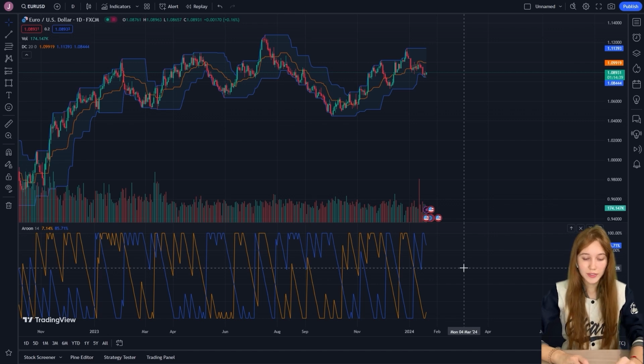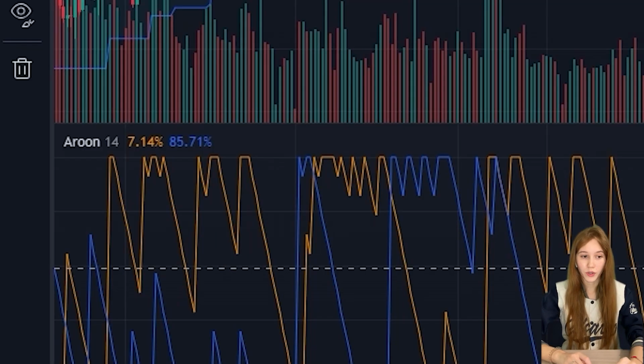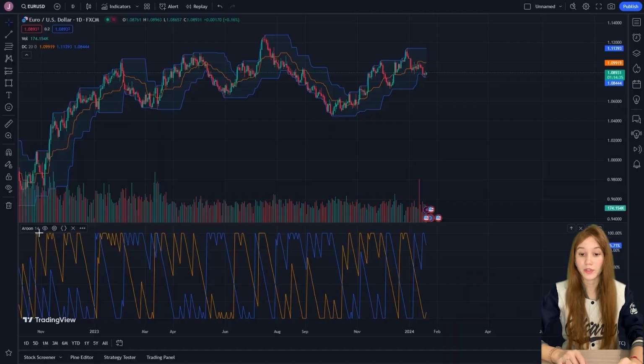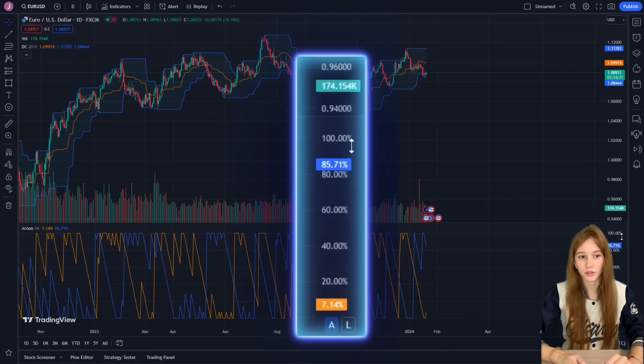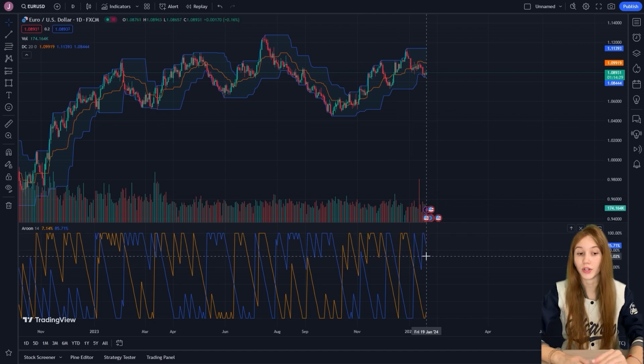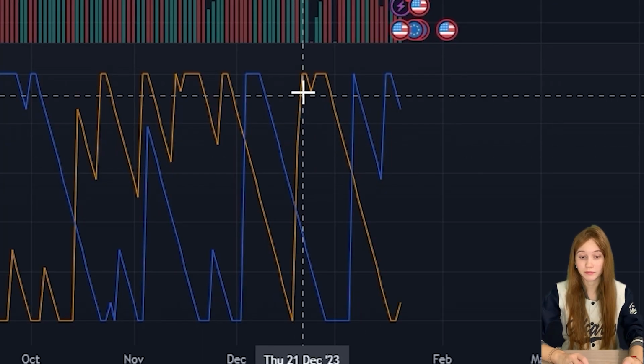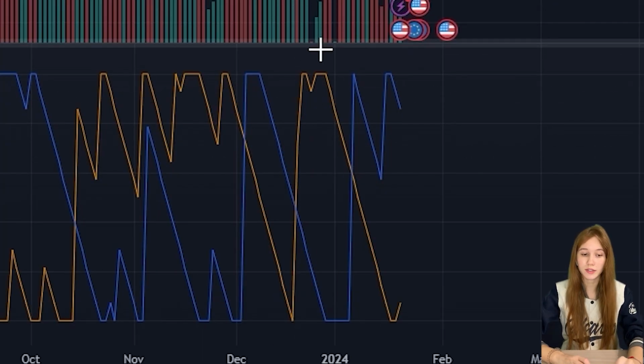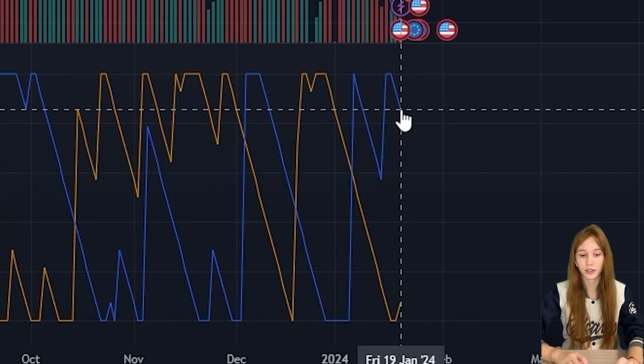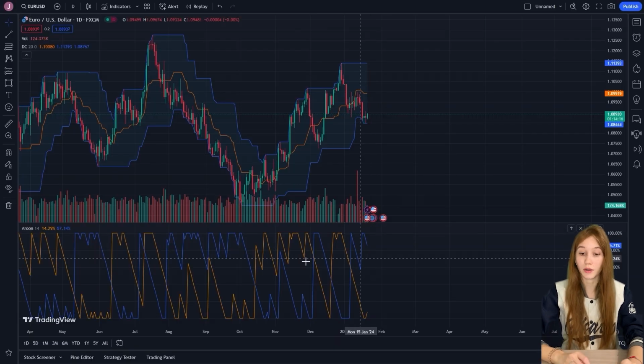So we take the highest price for 14 days, the 14th period, and determine the number on a scale from 0 to 100%. This is the range of this indicator. It's quite simple how it works. Accordingly, if orange predominates, it's an upward trend, and blue, respectively, a downward trend.